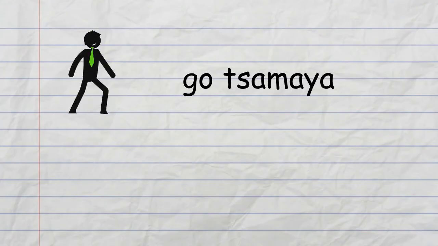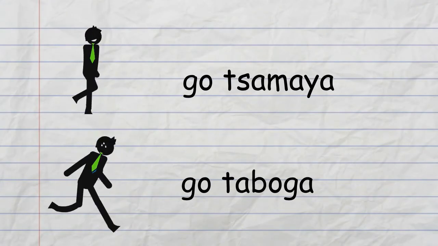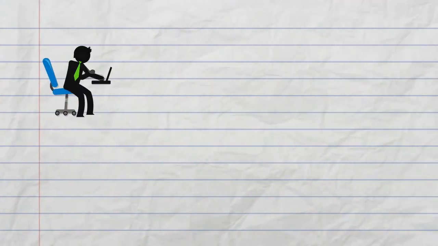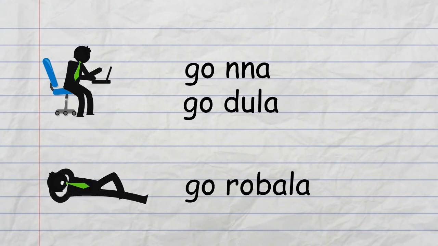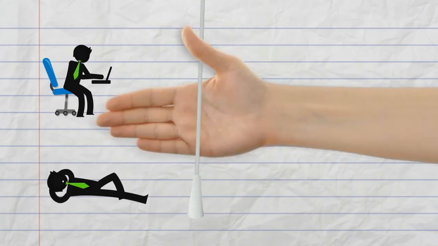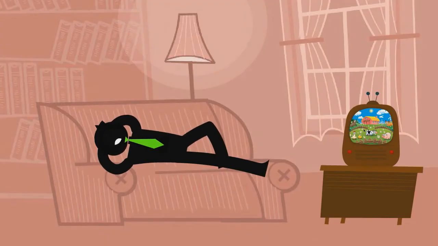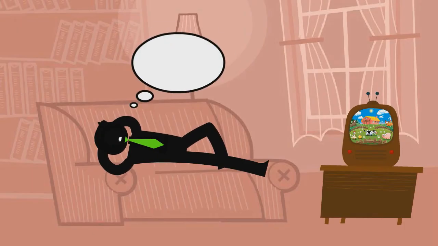So, to walk is go tsamaya. To run is go taboga. To sit is go nna or go dula. And to sleep is go robala. And now you can use these words to build sentences.